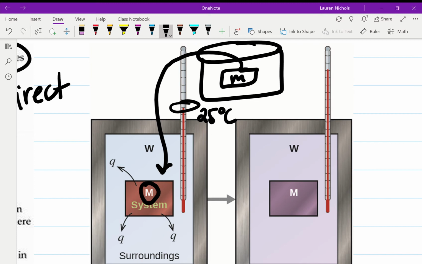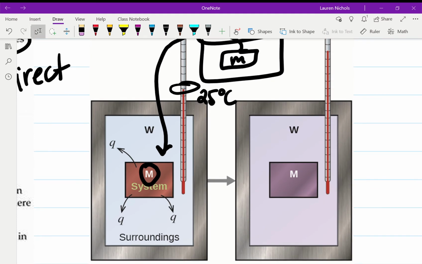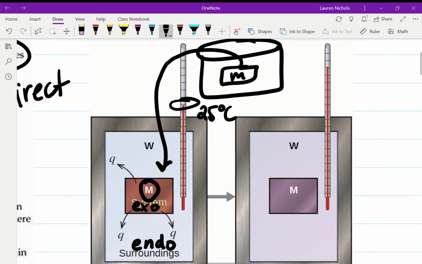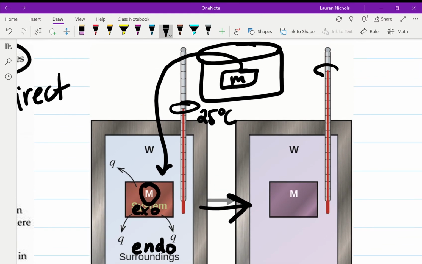okay? Well, if the metal was originally 100 degrees Celsius, what's going to happen is the metal is going to experience an exothermic reaction. It's going to release heat, which you can see as these arrows with Q going out. It's going to release heat, whereas the water, which is our surroundings, is going to be endothermic. It's going to be absorbing the heat that the system is releasing. And so what we'll see, which we see in this picture here, is that the thermometer has gone up. So now we know the temperature of the water has risen.